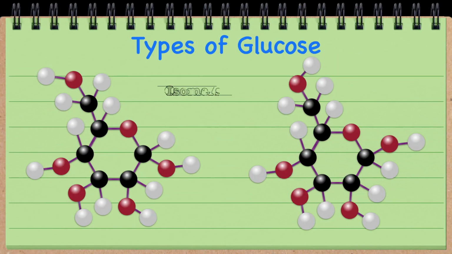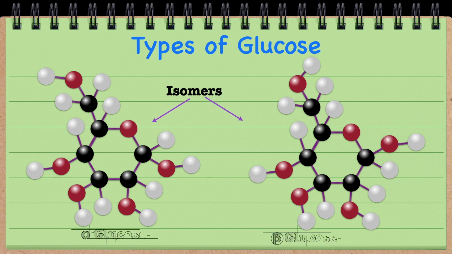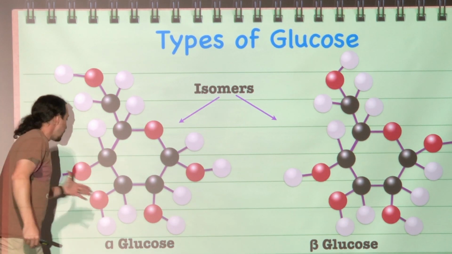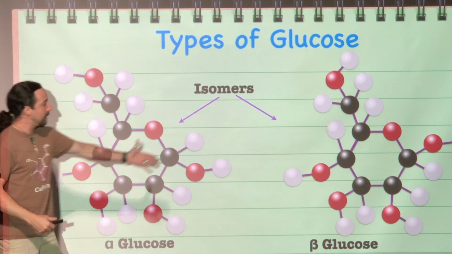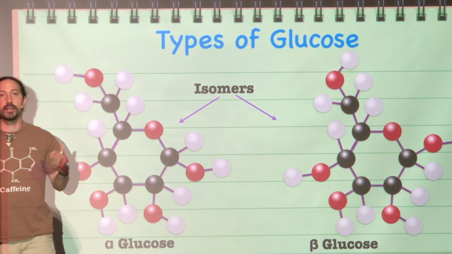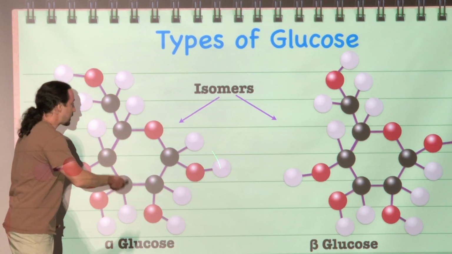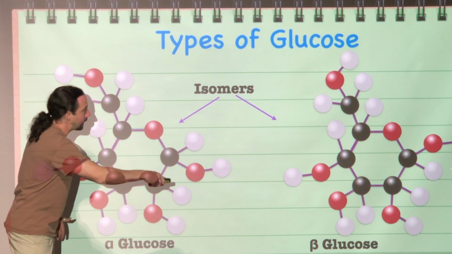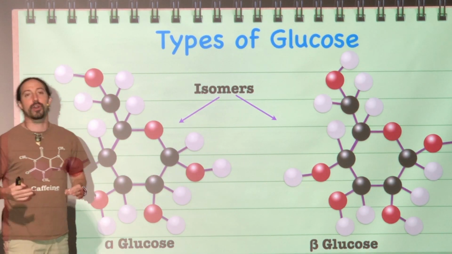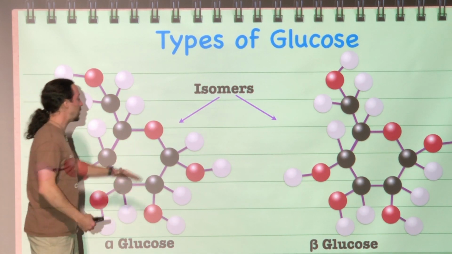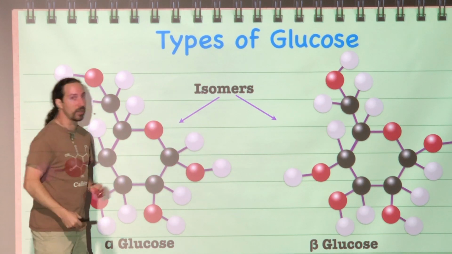First off, we need to recognize that there are actually two different isomers of glucose that we're going to be looking at. The first type of glucose right here, this is alpha glucose, and the second one over there is beta glucose. The only difference between each of these glucoses is this group right here and this group right there. It is a hydroxyl group, and the way that the hydroxyl and the hydrogen are arranged around this specific carbon.